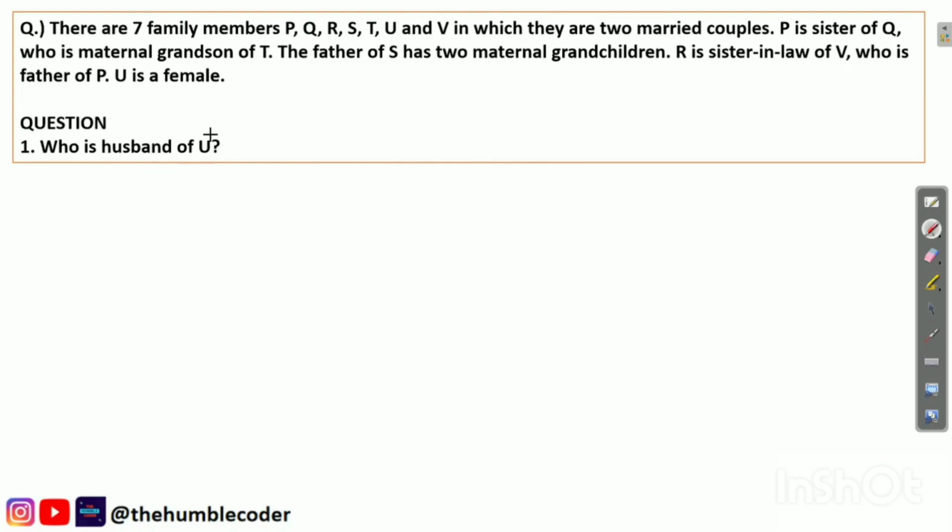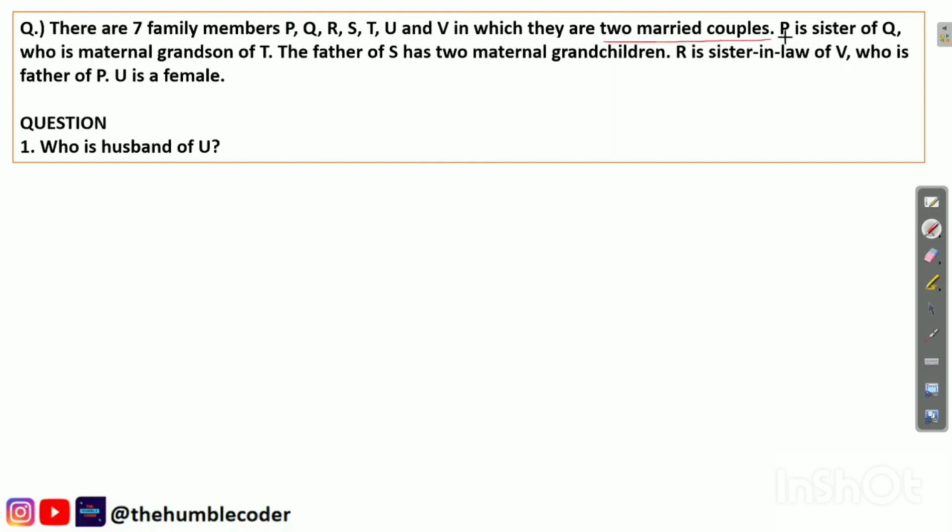If you already know how to create a family tree, please pause the video and try to create a family tree first and try to solve the question on your own, and then you can again start watching the video. So let's now create the family tree. First of all, there are 7 family members given, and in which there are 2 married couples. So we have to remember that there are 2 married couples.